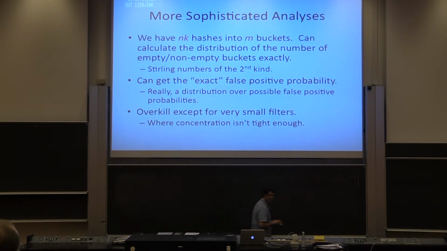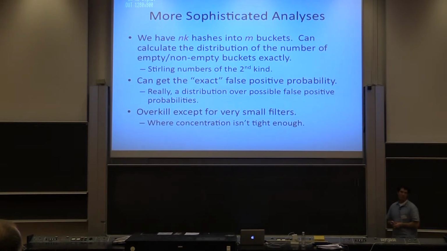Okay. So I should point out that these approximations that I've talked about, you can really do a more sophisticated analysis if you want to, right? What we really have is that we have nk hashes into the m buckets. And if we really wanted to find what we might call the exact false positive probability, we could calculate the distribution of the number of empty or non-empty buckets, right? This relates to the combinatorial object known as the Stirling number of the second kind. So then we can get the exact false positive probability, where what I mean there is really what we'd be getting is a distribution over the numbers of zeros and ones in a specific array. And based on that distribution, we could take the weighted average of the false positive probabilities, depending on the number of 0 and 1 entries in the array.